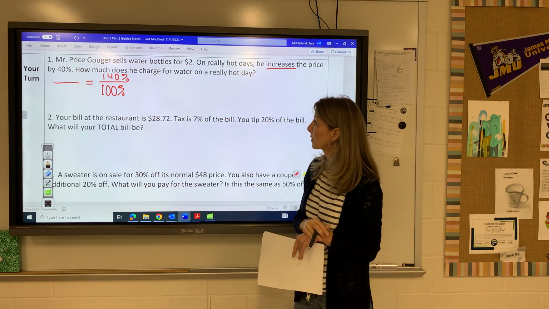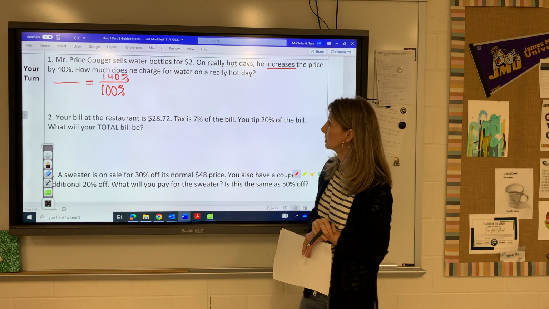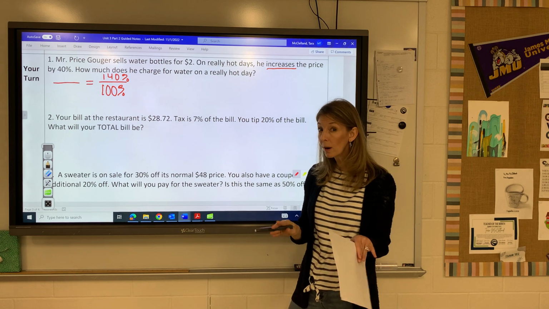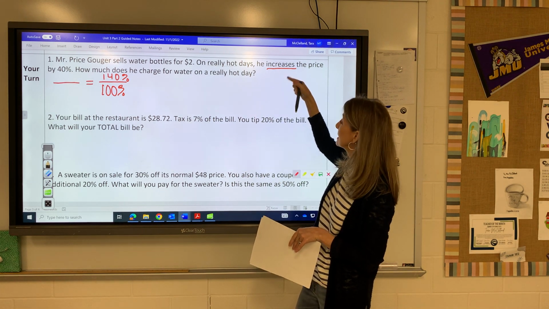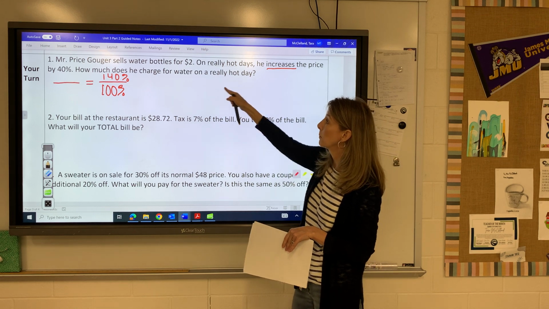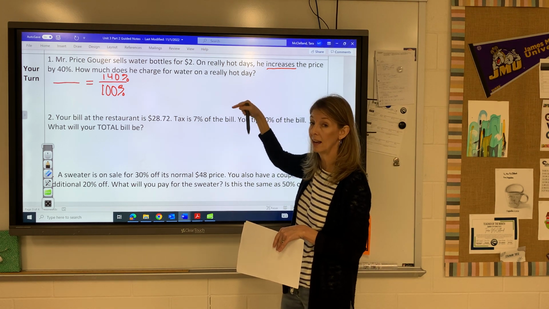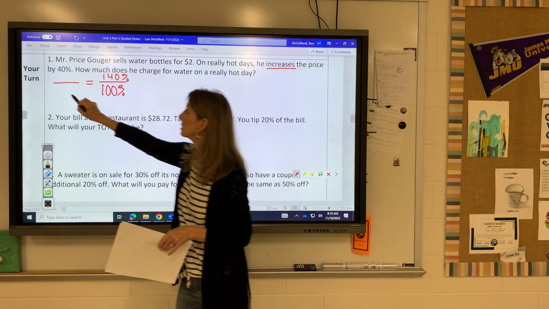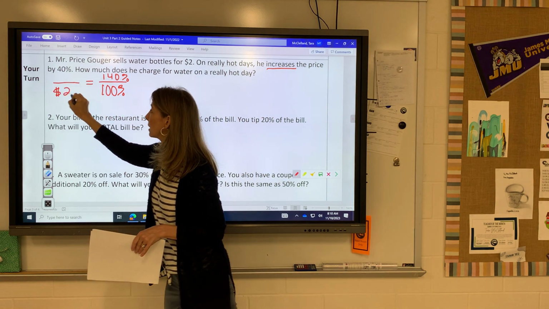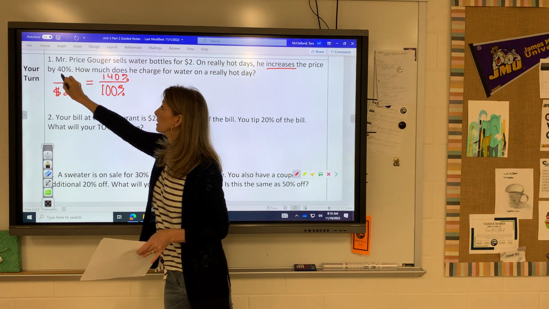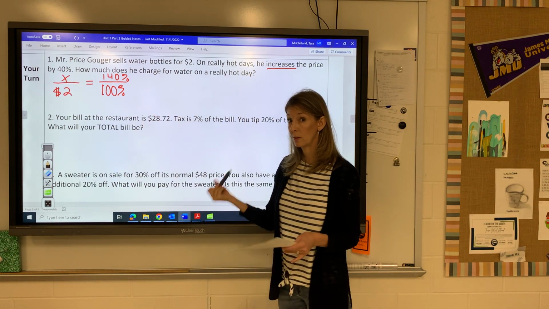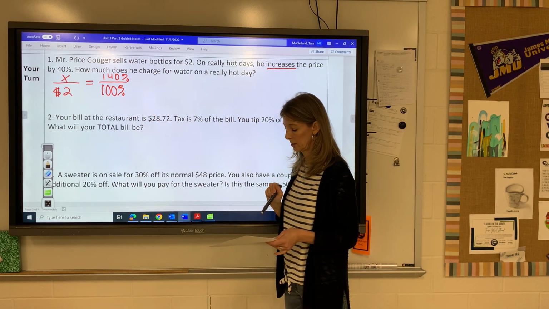All right, so let's find out what our other number means in here. He sells water bottles for $2. So we've got to decide, is that the normal price or is that the increased price? And then on hot days, he increases the price. How much does he charge for water on a hot day? So the $2 is the normal full price. And if it's hot, he charges you more. So that's how we would set it up as a proportion.